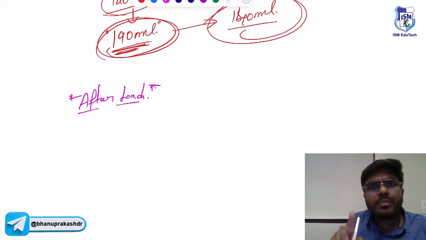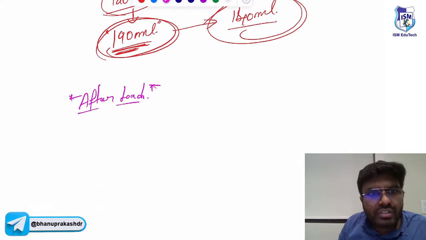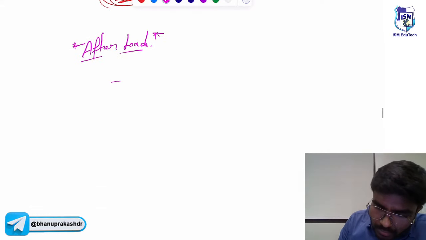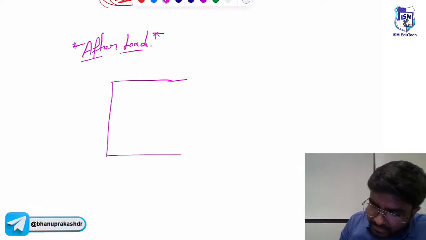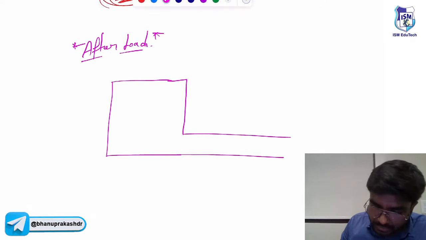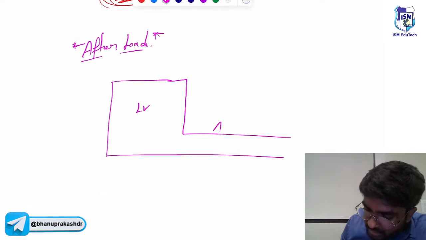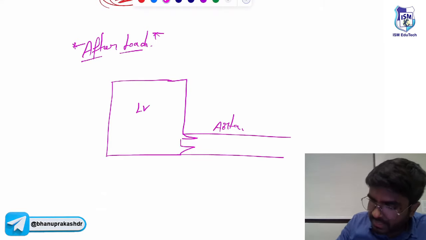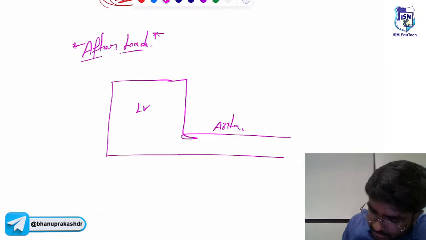If there is preload, there should also be afterload. So, what is this afterload? Now, here I am drawing only the left ventricle. Look, sir, this is the left ventricle. This is the aorta. What is this wall which I am showing you? That is the aortic wall.